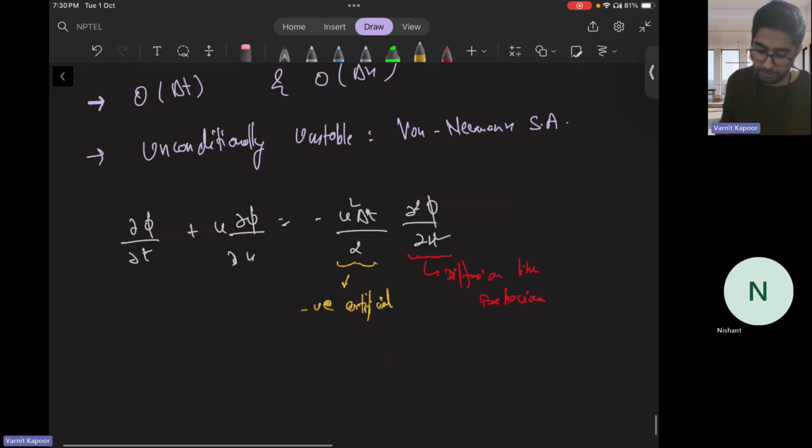Explicit CDS you are not going to use anyway, and it will represent negative artificial viscosity. In detail, everything has been discussed. I'm just giving the briefs so that you can solve your assignments.